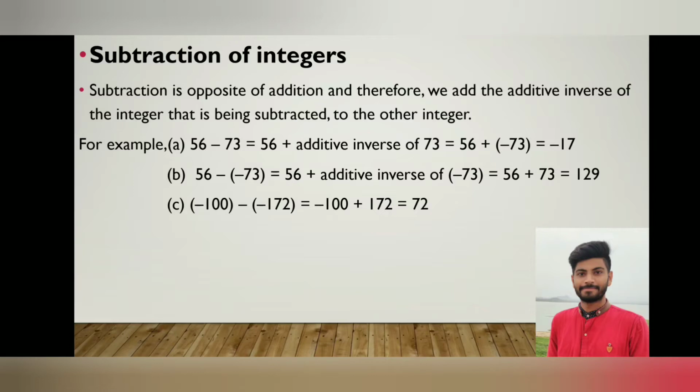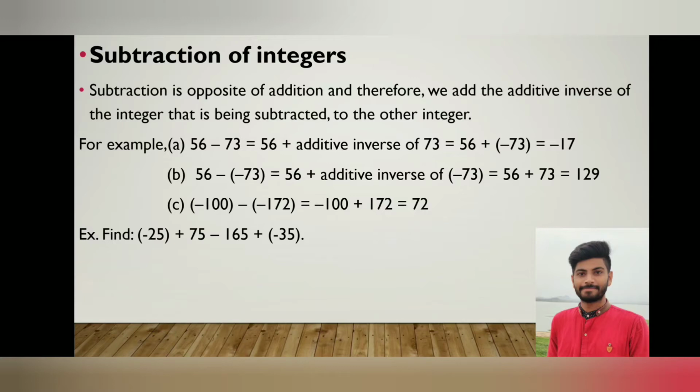Now minus 100 plus 172, both the integers have different signs, so we will do the subtraction. 172 minus 100, we will get 72, and put the sign of the greater number, that is 172, so we will put the plus sign. If you do not put the plus sign, it is already a positive number. Okay, next.